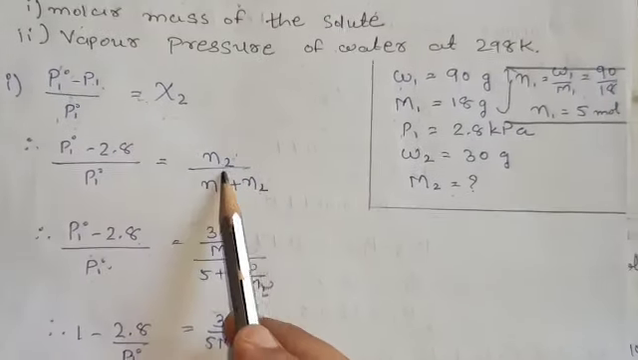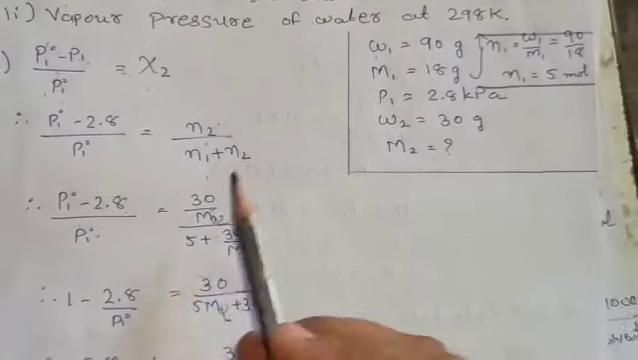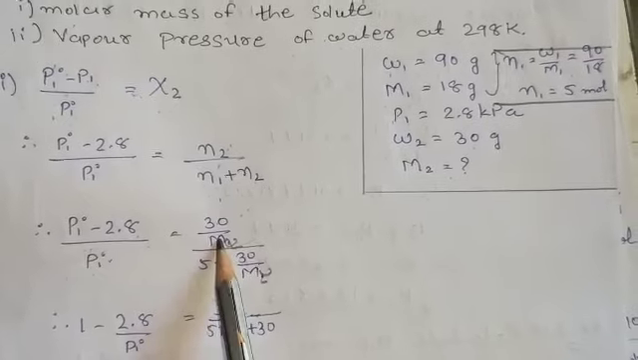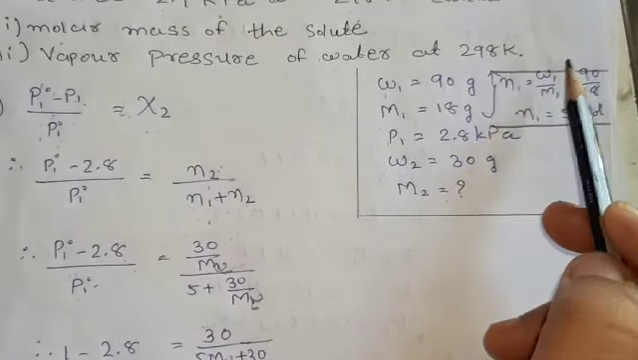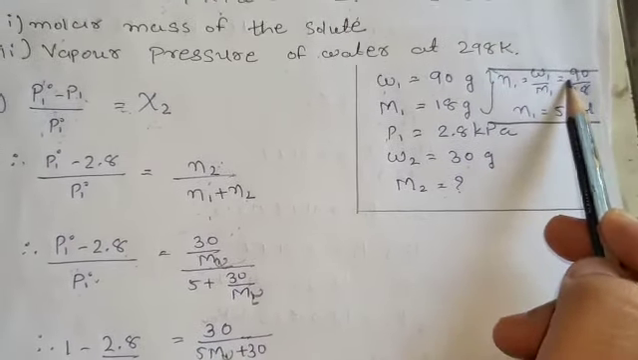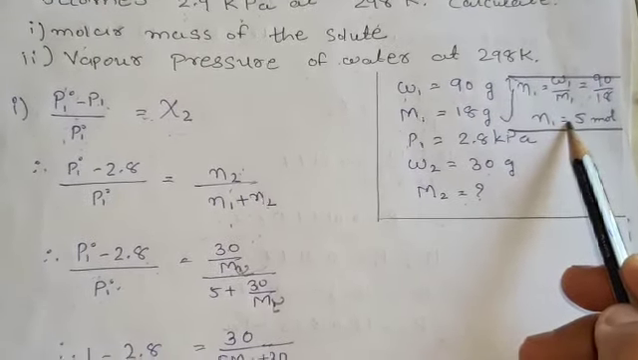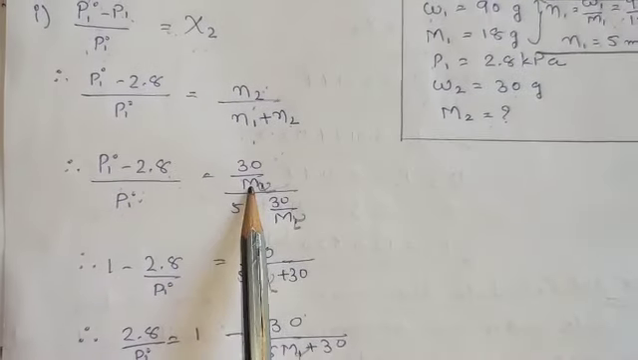Now moles of solute is mass divided by molar mass. Mass is given, which is 30, so replace that value and we have to find out the molar mass. Here the moles of solute will be mass of solute divided by molar mass of solute. We are using 90 gram of solvent, so our moles of solvent will be 5 mole. Replace all the values, right, and simplify.